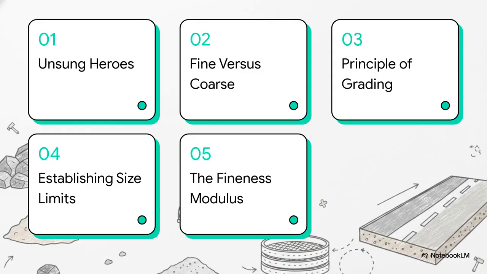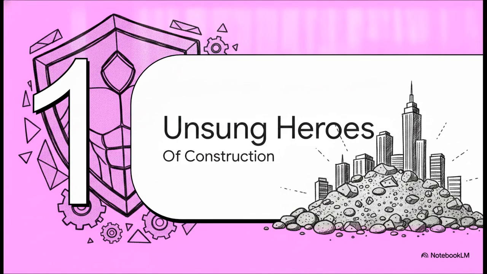Okay, let's dive right into this. Here is our roadmap for today. First, unsung heroes of construction. Second, fine versus coarse. Third, the principle of grading. Fourth, establishing size limits. And finally, number 5, the fineness modulus. All right, kicking things off with Section 1, Unsung Heroes of Construction.